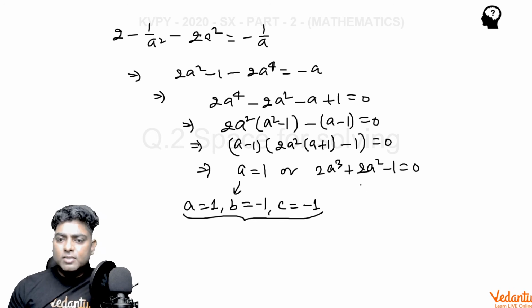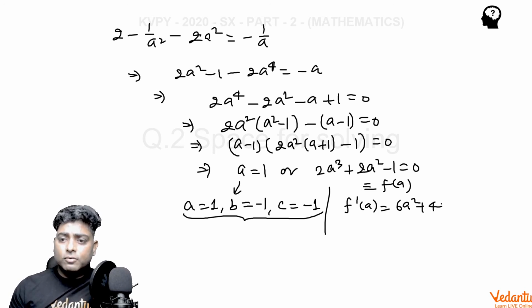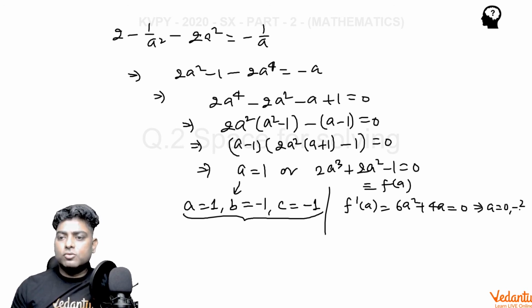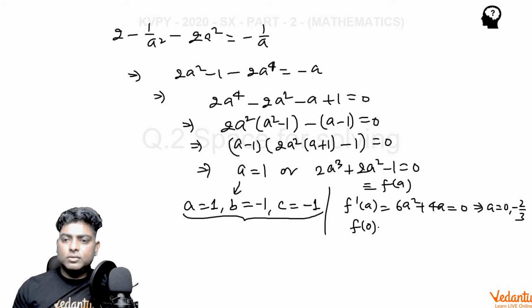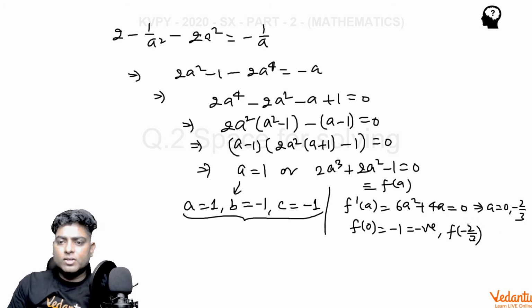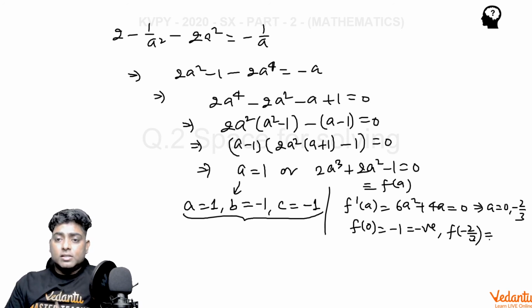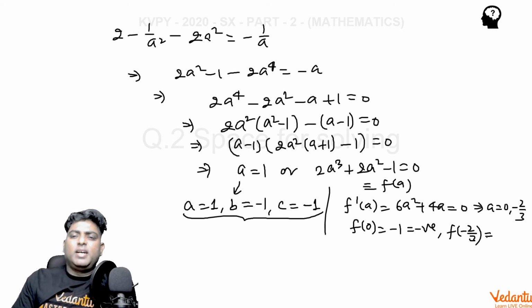From the second relation, if you assume it to be f of a, from the idea of cubic polynomials, if I find f dash a, it is 6a square plus 4a, and putting it to 0, a is 0 or minus 2 by 3. If you check f of 0, it is minus 1, negative. But if you check f of minus 2 by 3 now, minus 2 by 3 is a, a cube is a very small quantity, so minus 8 by 27, minus 4 by 27, and that is minus 8 by 9.